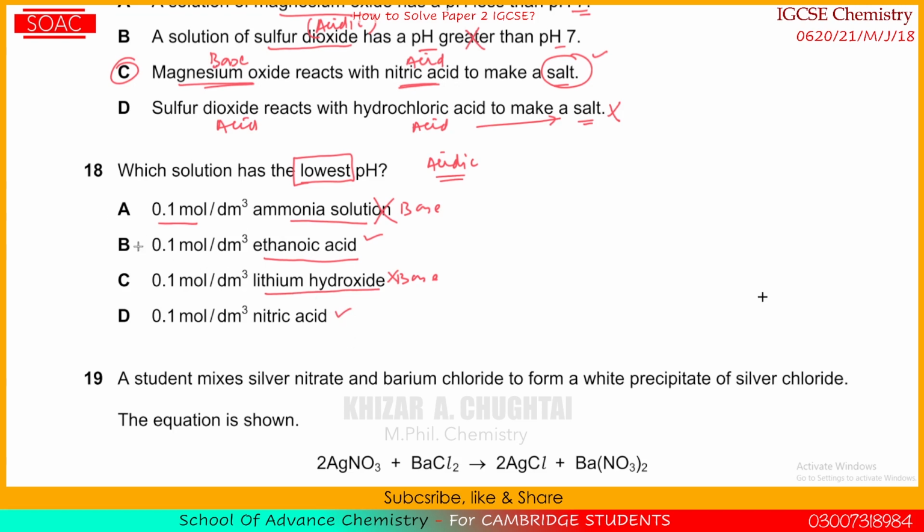So maybe B or maybe D. One of B or D may be the correct option. And which one is the stronger acid? This is nitric acid. Mineral acids are stronger acids. This is ethanoic acid. This is an organic acid, and these acids are said to be weaker acids.